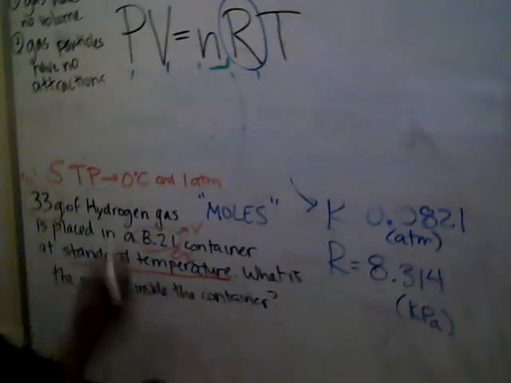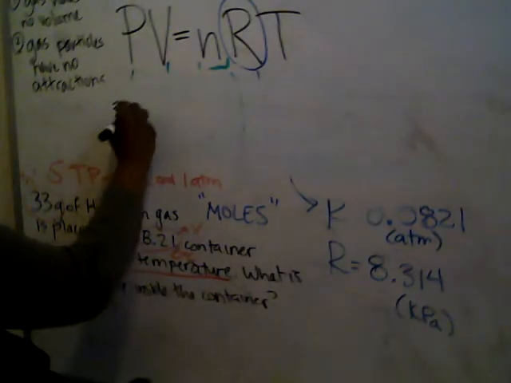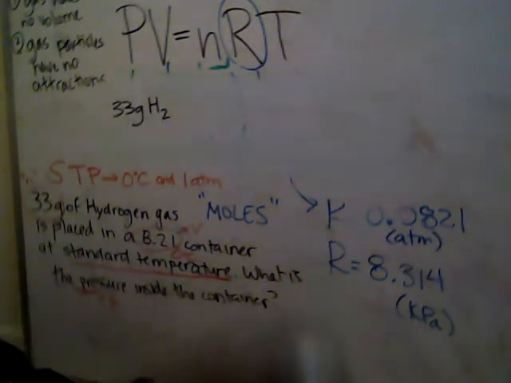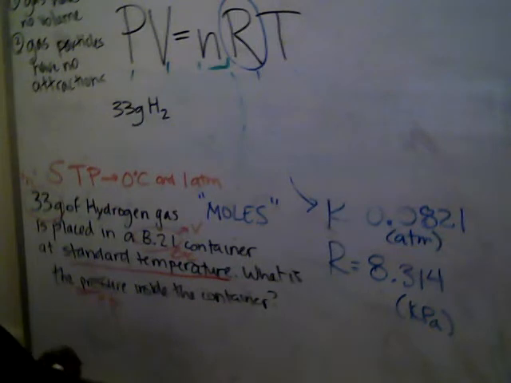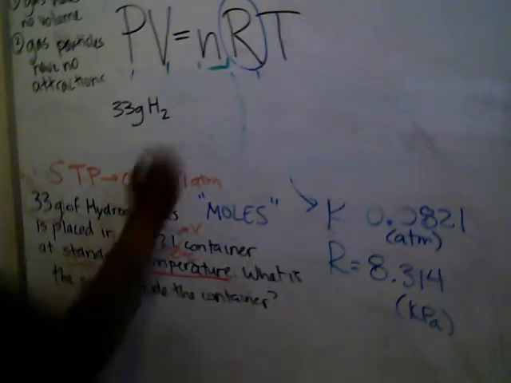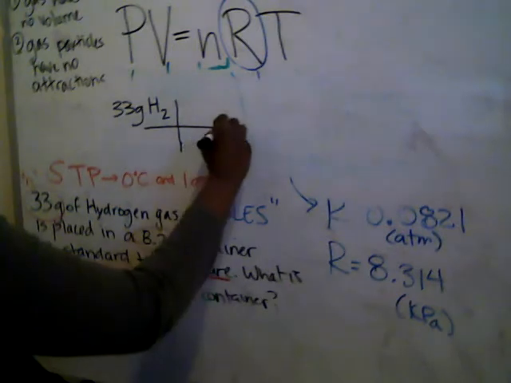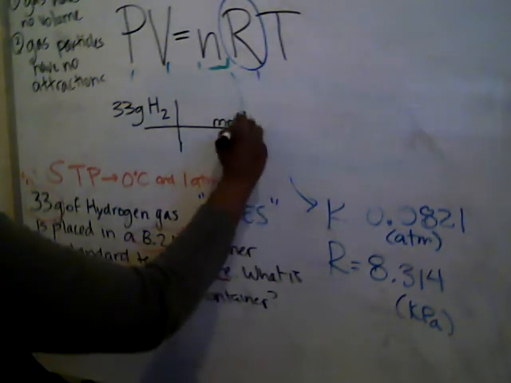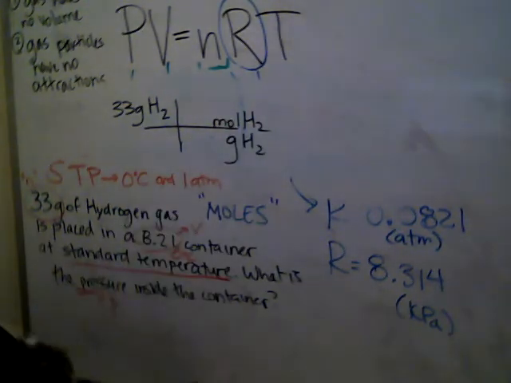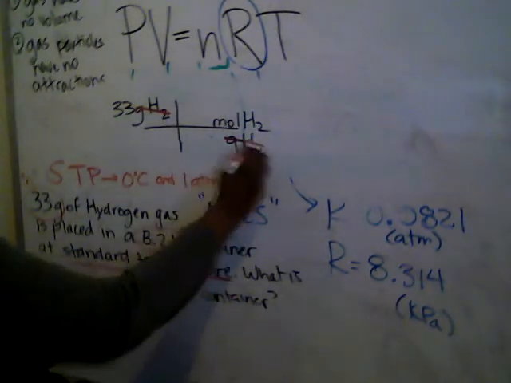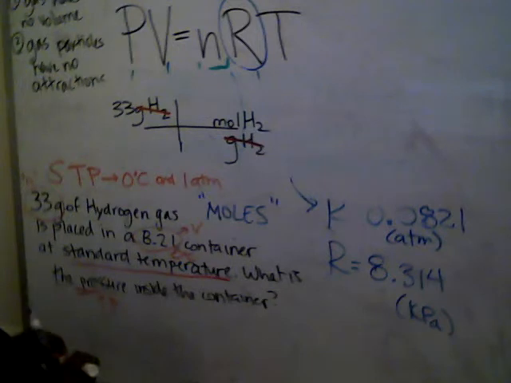So if we're given 33 grams, remember hydrogen is a diatomic, it's H2. It has to travel with the partner. We want to convert this into moles. So grams are going to go on the bottom, and the reason why grams go on the bottom is because we want that unit to cancel. So if this was in the top, we have to put grams in the bottom so it cancels out.